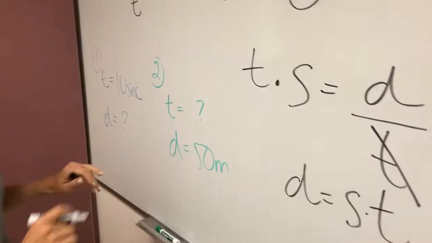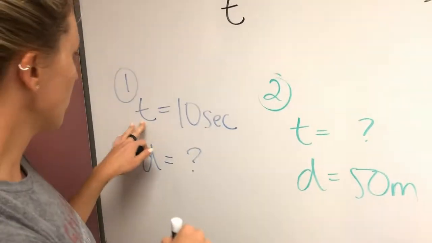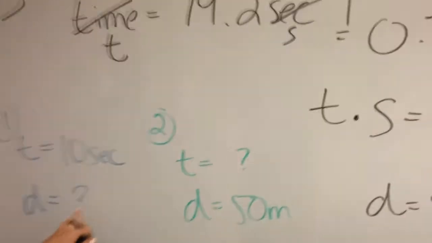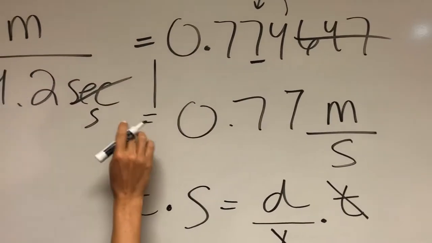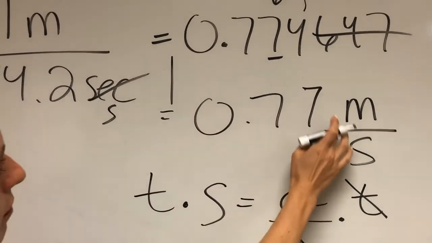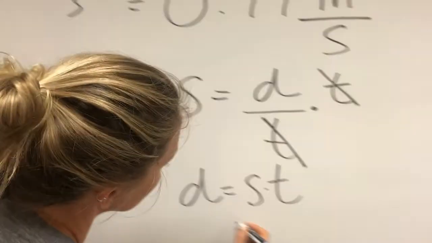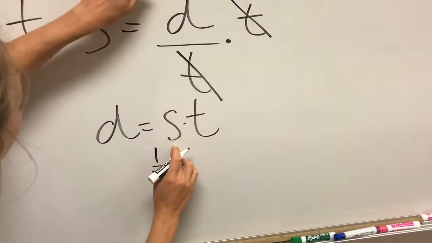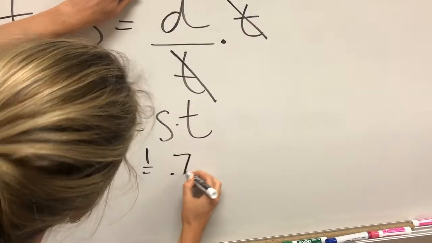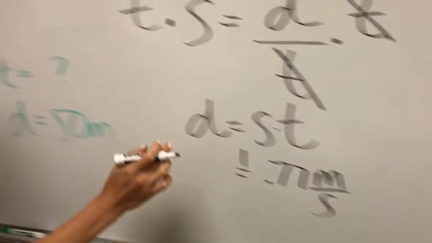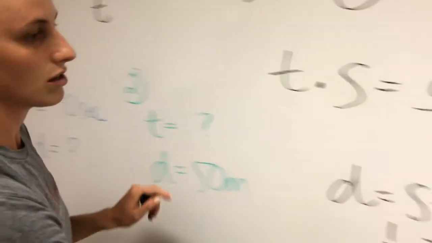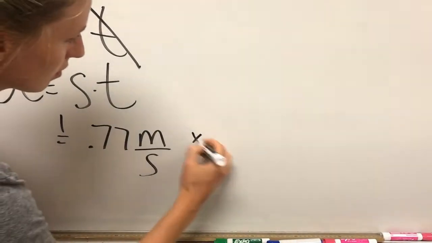Boom. Now, what if I said you were gonna walk and it was gonna take you 10 seconds and we wanted to figure out the D? We already have the speed up here. Speed equals 0.77 meters per second. So over here, I'm just gonna insert those numbers. So my speed, like I said, was 0.77 meters per second. Do not forget your units. My T right here, 10 seconds. So I'm gonna multiply by 10 seconds. Do not forget your units.